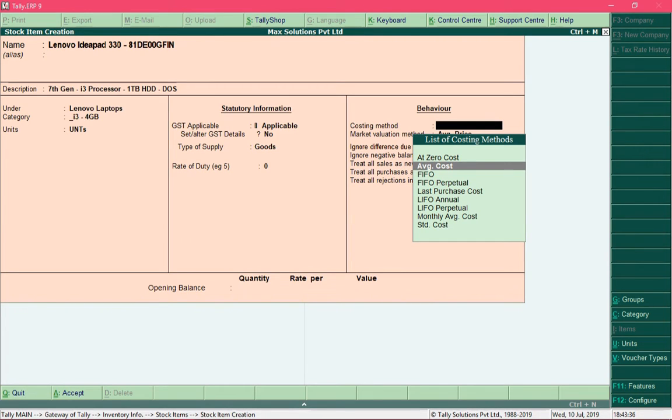And if we go by the method first in first out, it will consider the cost price of the first product, which is 100 rupees, at the time of calculating the profit. So in that case my profit would be 20 rupees.